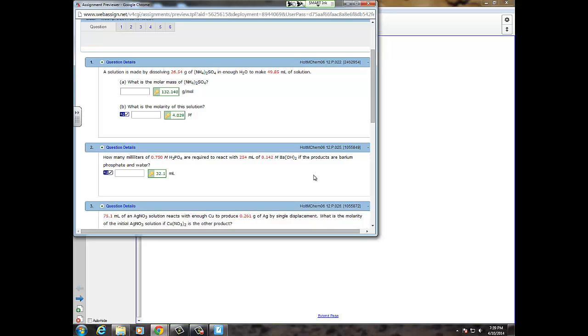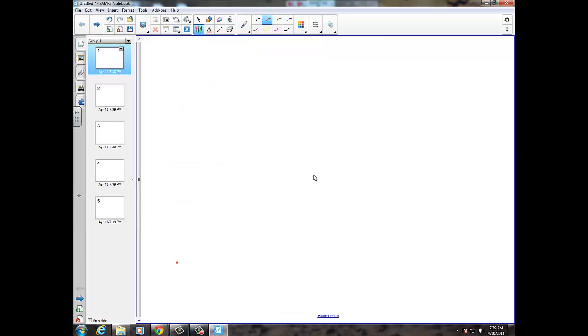The solution is made by dissolving 26.54 grams of (NH4)2SO4, so ammonium sulfate, in enough water to make 49.85 milliliters of solution. Something to keep in mind, pretty much anytime you see water, that's going to be your solvent, okay? So your solute is going to be that one. So the equation: molarity equals moles of solute over liters of my total solution, okay?